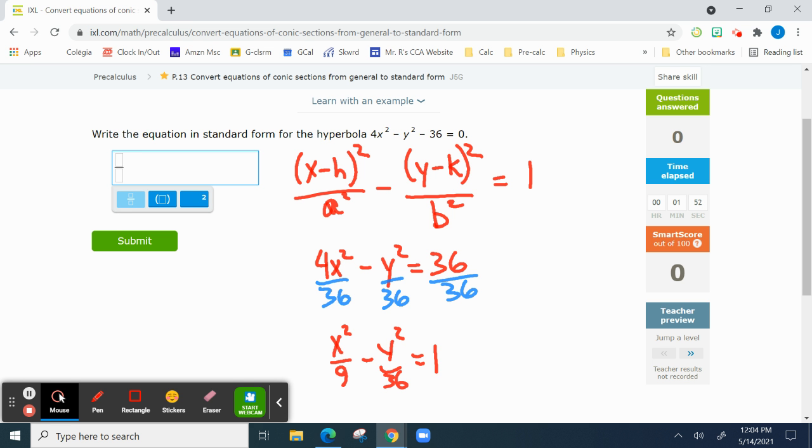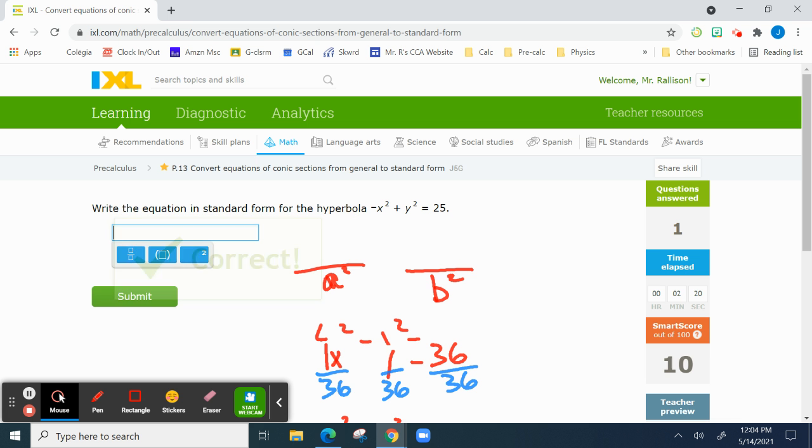So let's put it in. These just take a long time to type, don't they? x squared over 9, minus y squared over 36 equals 1. Don't forget the equals 1. It'll cost you. Okay.